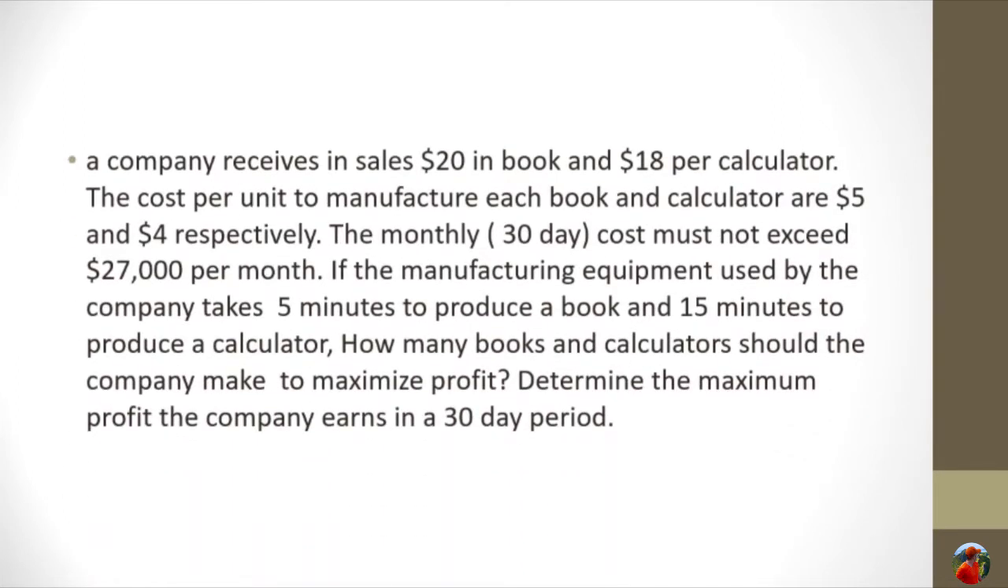A company receives in sales $20 per book and $18 per calculator. The cost per unit to manufacture each book and calculator is $5 and $4 respectively. The monthly cost must not exceed $27,000 per month. If the manufacturing equipment used by the company takes 5 minutes to produce a book and 15 minutes to produce a calculator, how many books and calculators should the company make to maximize profit? Determine the maximum profit the company earns in a 30-day period.